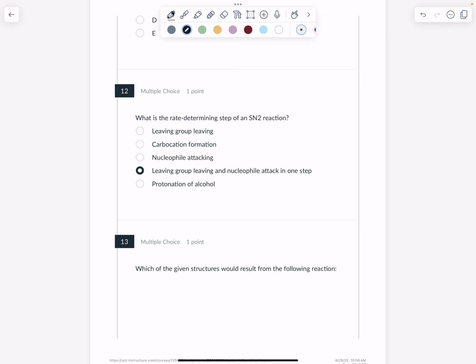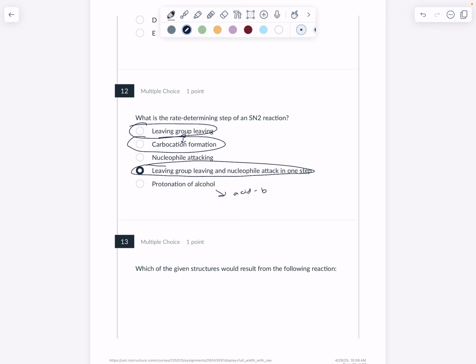All right, what is the rate determining step of an SN2 reaction? So an SN2 reaction is actually just one step. So the one step is the rate determining step: the leaving group leaving and the nucleophile attacking. If we were talking about an SN1, the leaving group leaving and carbocation forming, this is the same step. So that was one clue that those probably weren't right. And then protonation of an alcohol, that would just be acid base. That actually is not an SN2 reaction.